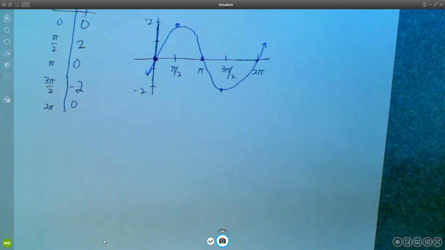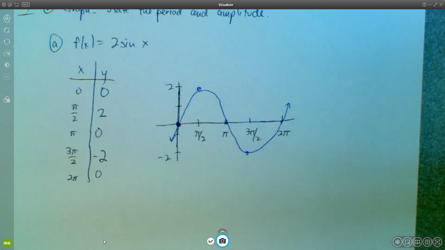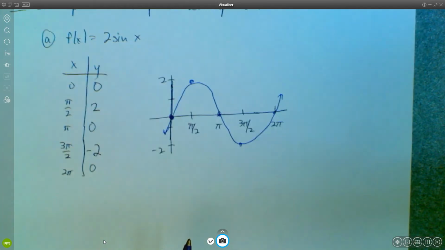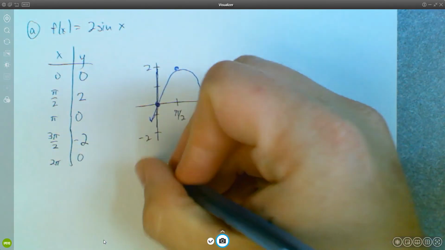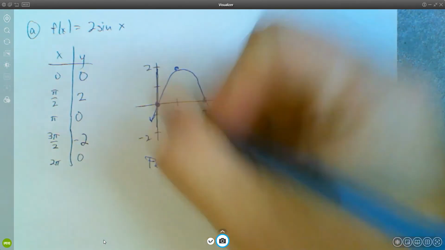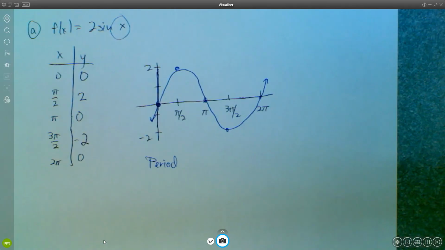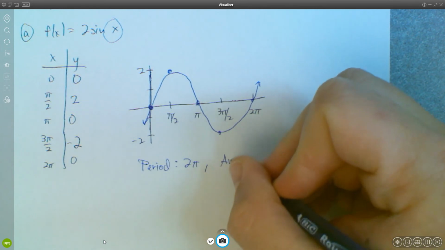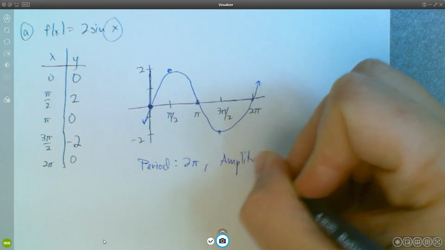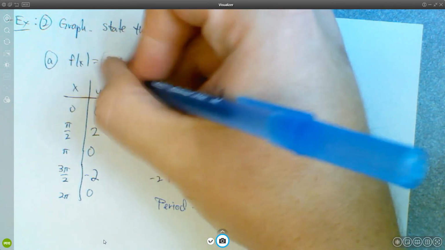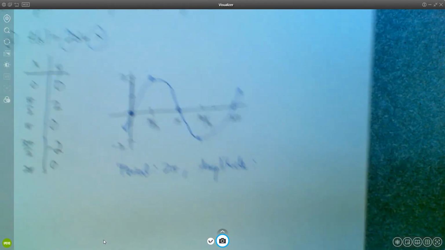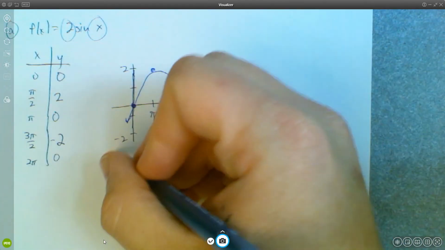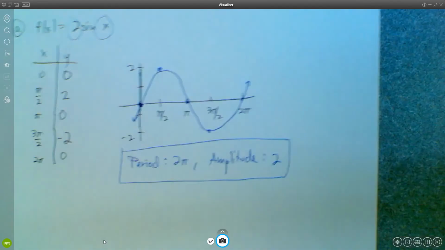Okay, so that's that one. We're supposed to state the period and the amplitude. Well, the period here didn't change because we weren't multiplying the argument by anything, so the period is still just 2 pi. The amplitude, it's this number, or the absolute value of that number anyway, so the amplitude is 2. So the period is 2 pi, the amplitude is 2.